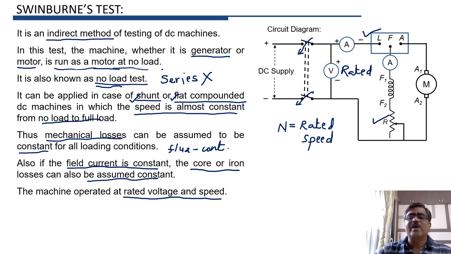So after operating the machine at no load with rated voltage and rated speed, we have to note down the supply voltage V, no load current drawn by the motor, and field winding current ISH flowing through the field winding. And with these three readings, we can determine losses and efficiency of the machine for any operating condition.